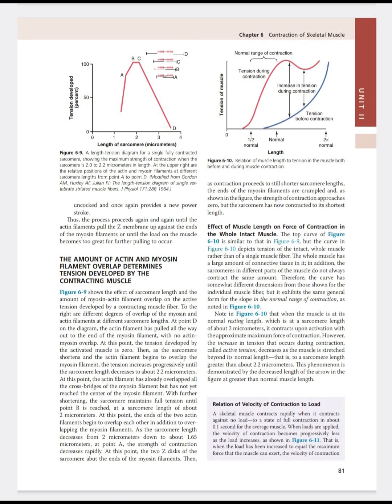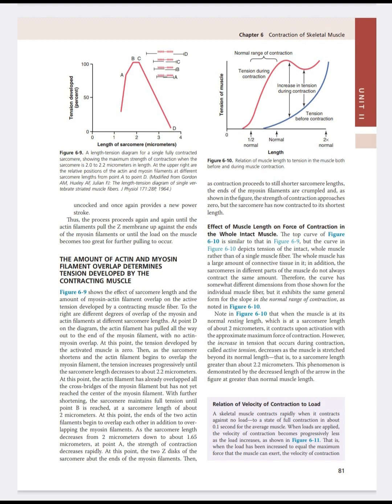Alright. The amount of overlap of actin and myosin filaments determines the tension developed by the contracting muscle. Highlight this heading. Mark the figure 6.9 and read the paragraph for understanding, that is related to figure 6.9. All right, from this page.